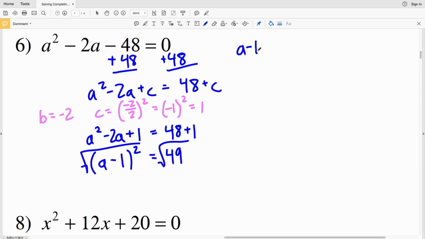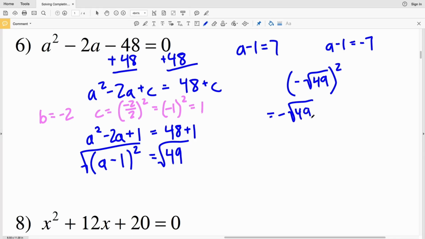So I'll have a minus 1, and the positive square root of 49 is 7, and then I'll have a minus 1, and the negative square root of 49 is a negative 7. That's because when I square negative 7, also equals a positive 49. Or you can almost think of this as squaring the negative square root of 49. That would be equivalent to the opposite or negative square root of 49 times negative square root of 49, which we know a negative times a negative is positive, so that will give us a positive 49.